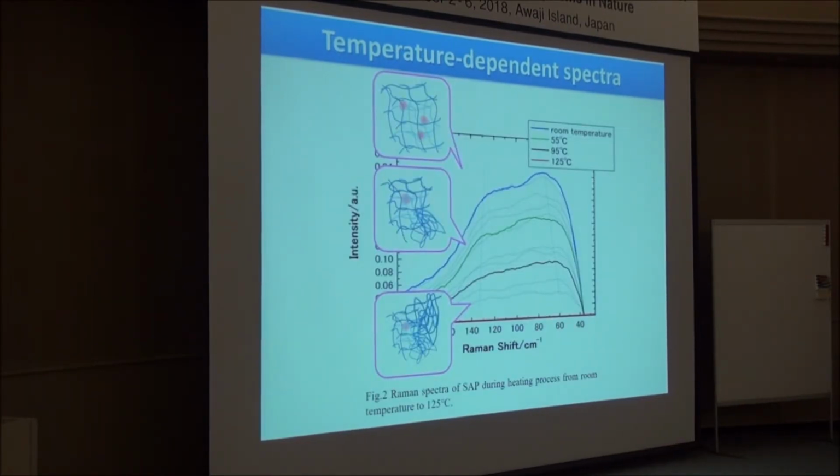This band may come from the 3D network structure of the SAP polymer, and the change of this peak intensity and peak position may show the structure collapse of the SAP during the heating process.